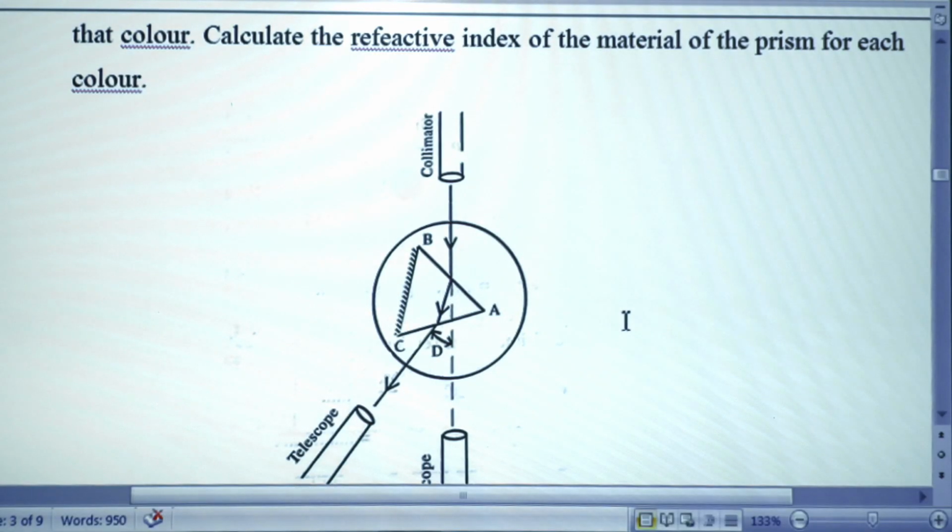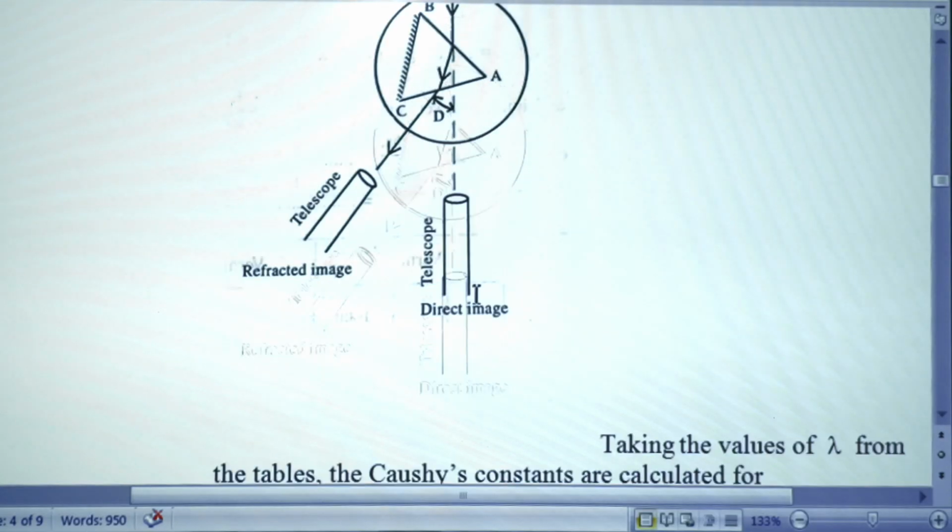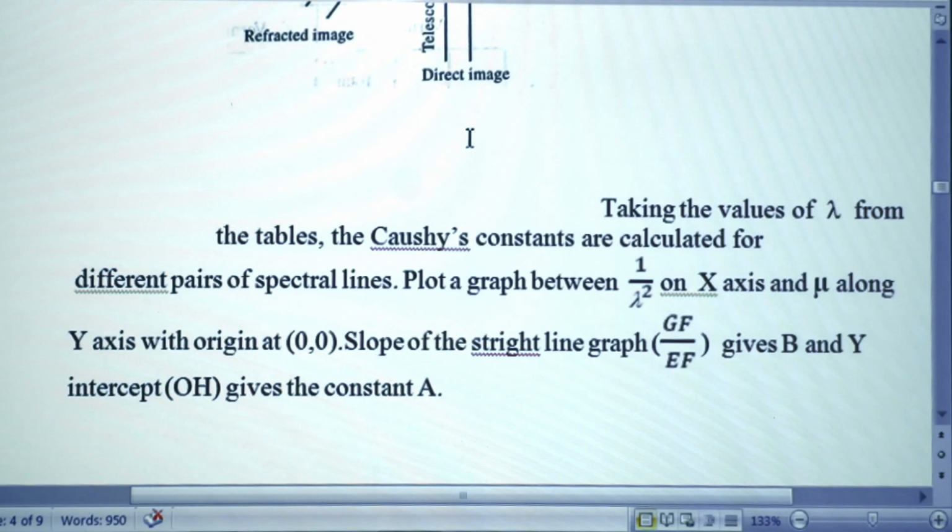Similarly, take the readings for the greenish blue and green lines, then the readings for the yellow 2, yellow 1 and red lines. Then remove the prism and bring the telescope in line with the collimator, directly straight. Now we are observing the direct ray. The fine adjustment screw of the telescope is rotated so that the crosswire coincides with the slit. Then take the vernier 1 and vernier 2 readings, that is the direct reading. This direct reading is the same for all colors or lines.